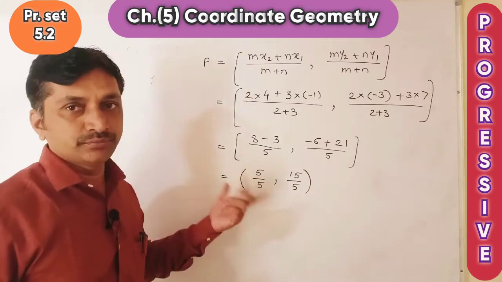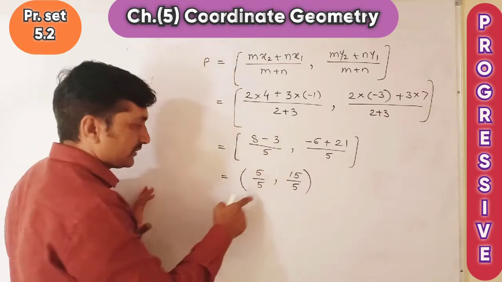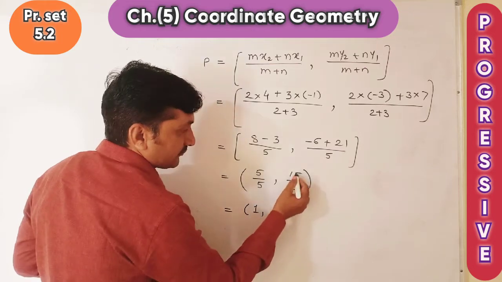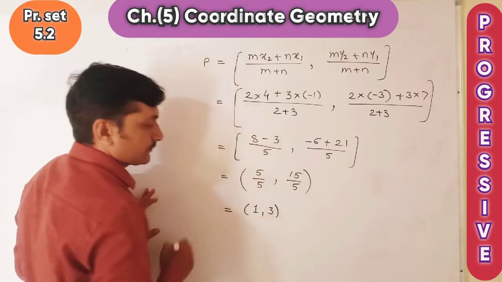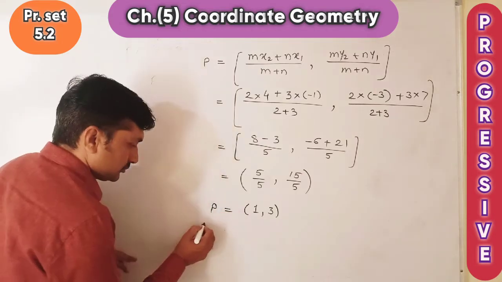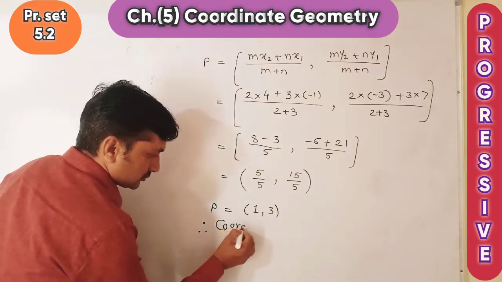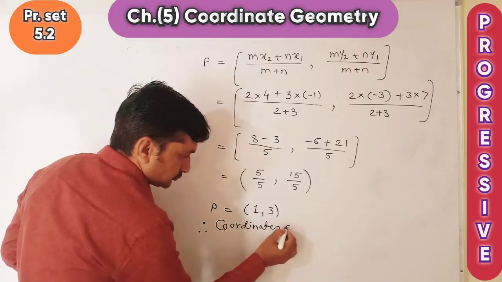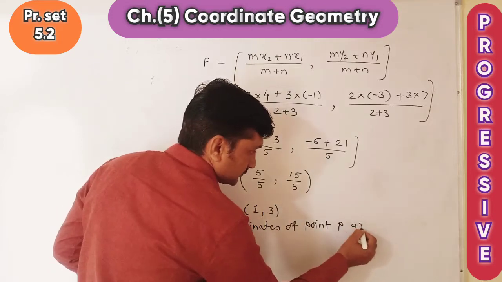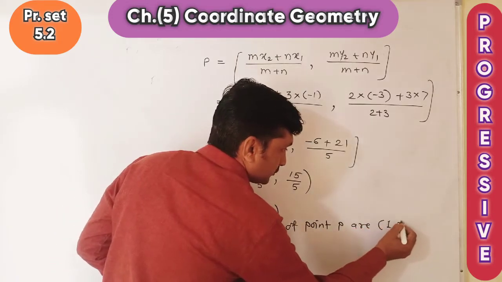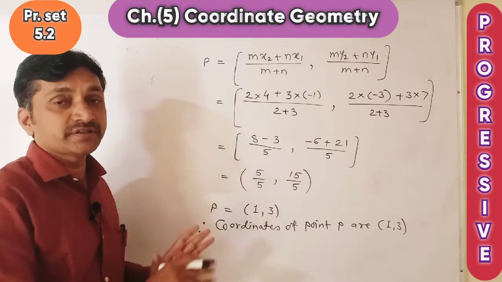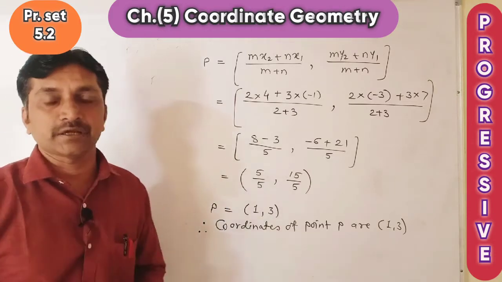One more step, because these are fractions and reducible, we can reduce by 5 here. 5 ones are, we get 1, and here by 5 3s are 3, and these are the coordinates of point P. Therefore, the coordinates of point P are, in bracket, 1, 3. In this way, by using the section formula, we can find the coordinates of the point which divides the segment.